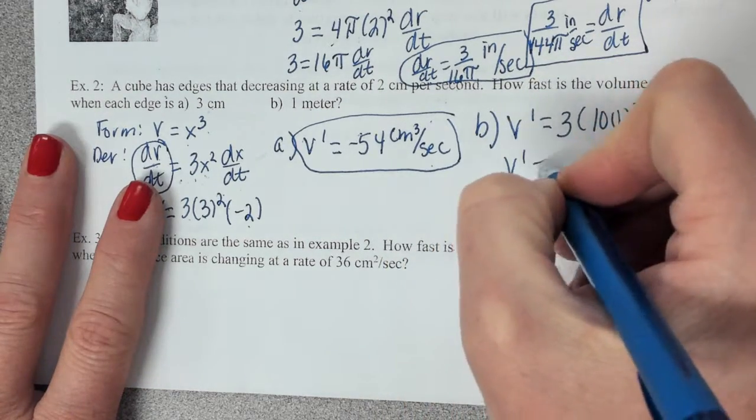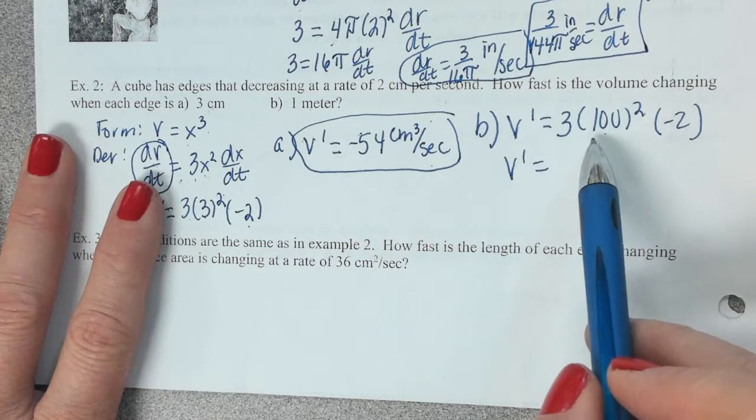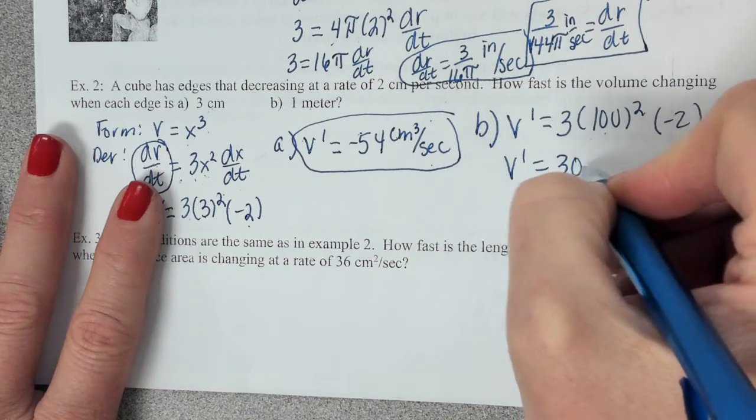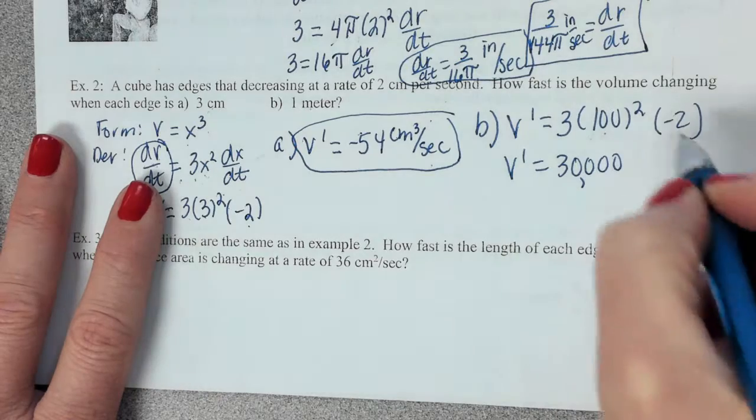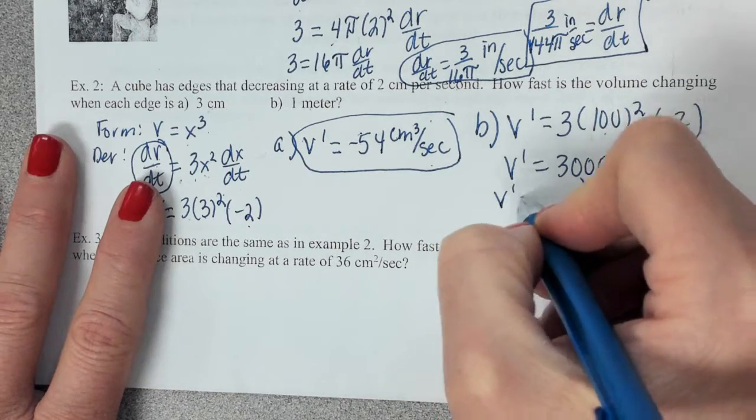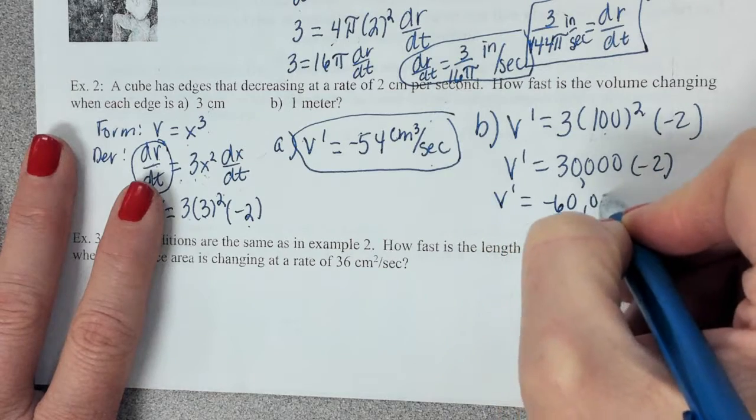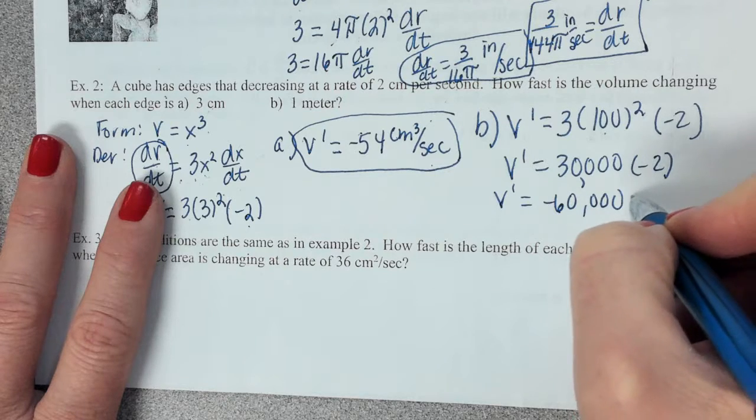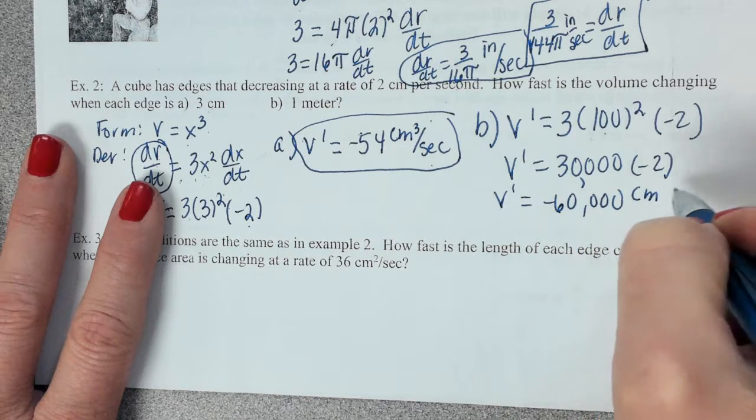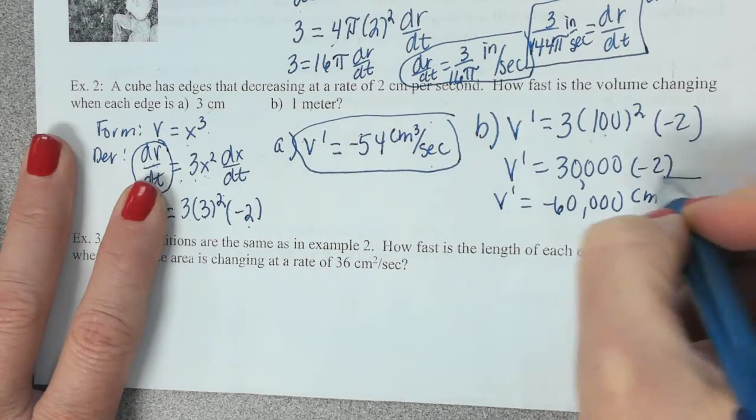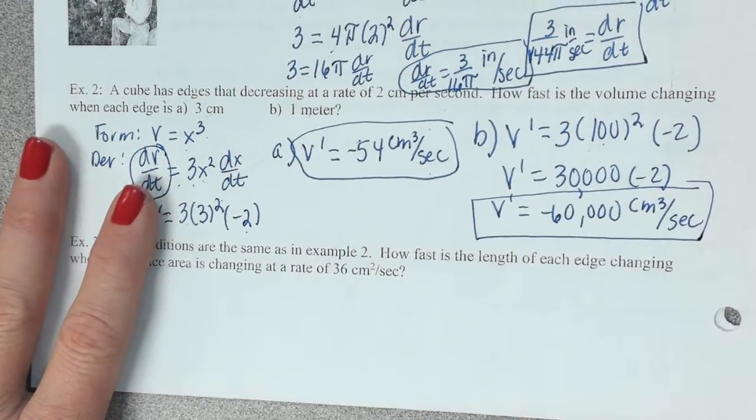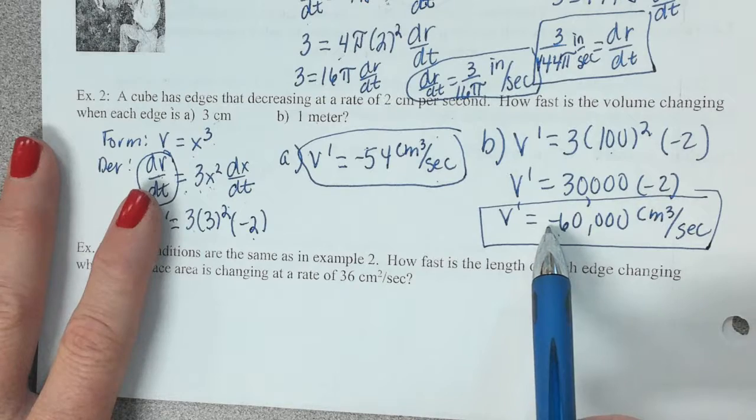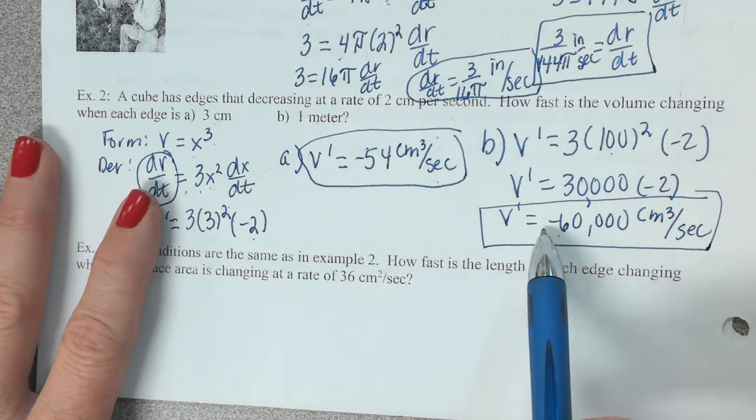And so v prime then, 100 squared is a 1 with 4 zeros. We get twice as many zeros. So it's 3 with 4 zeros, 30,000, times negative 2. So it's negative 60,000 centimeters cubed per second. Okay? Why is this v prime negative? What does that tell me about the volume? It's decreasing, yes, that's all that means.